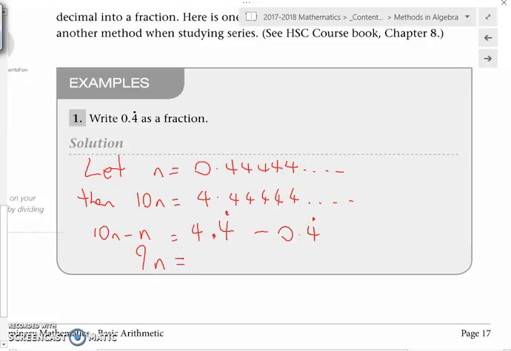And can you see that that will be... excellent. So now I know that 9 times n is 4. Cool, you happy with that? Now I want to write it as a fraction. I've got 9 times n.